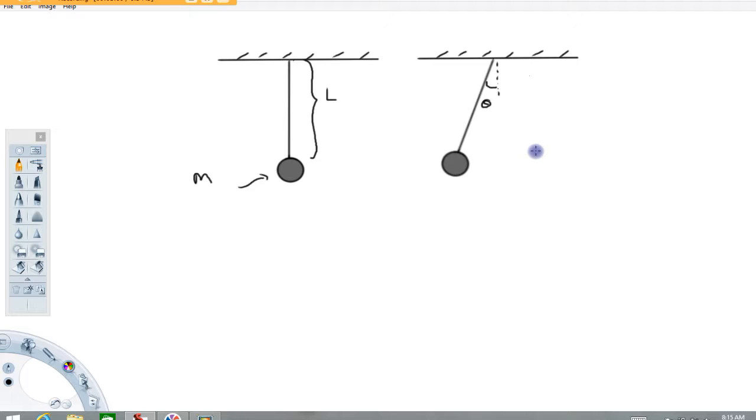As long as there's not an external force or some sort of damping to change the energy of the system, then the time derivative of the total energy of the system is 0.